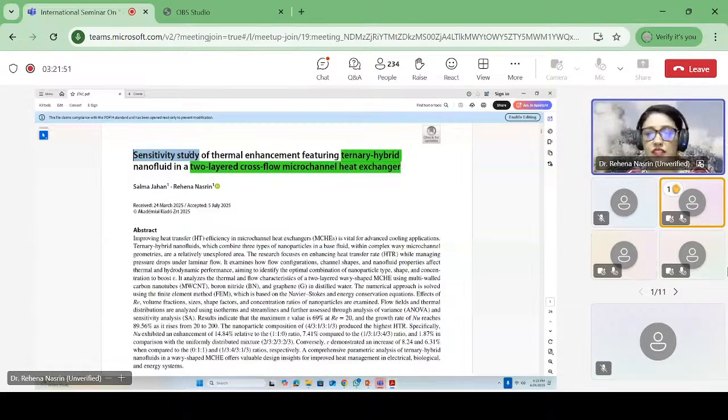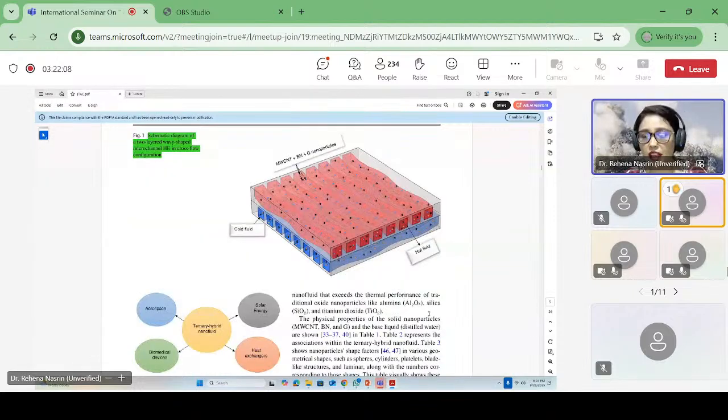Here I am showing such type of research. You can also conduct this type of research with your students; among your students, you can show it. Okay, this is the geometry actually.